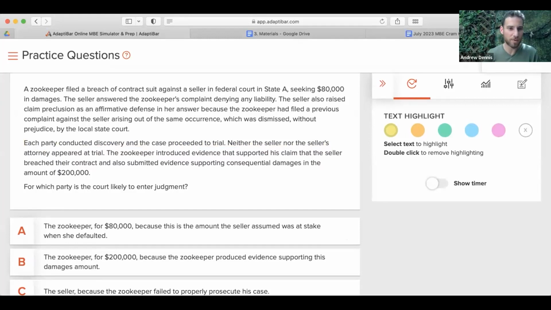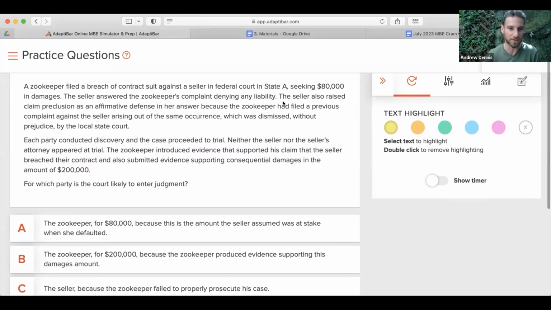Okay. A zookeeper filed a breach of contract suit against a seller in federal court in state A, seeking $80,000 in damages. Ooh, I remember this being a tough question. I'm going to need your help on this one. The seller answered the zookeeper's complaint denying any liability. The seller also raised claim preclusion as an affirmative defense in her answer because the zookeeper had filed a previous complaint against the seller arising from the same occurrence, which was dismissed without prejudice by the local court.